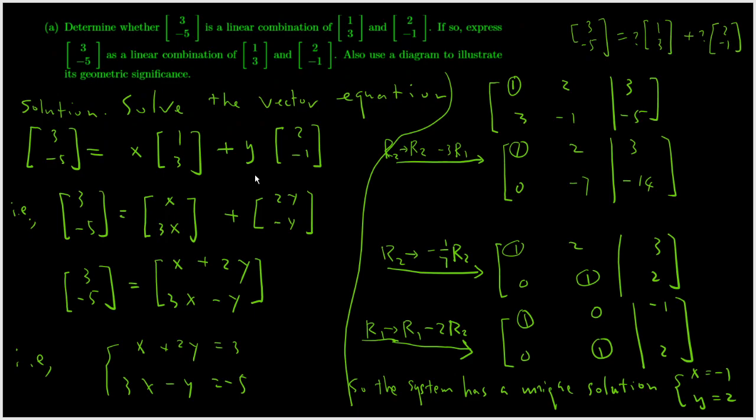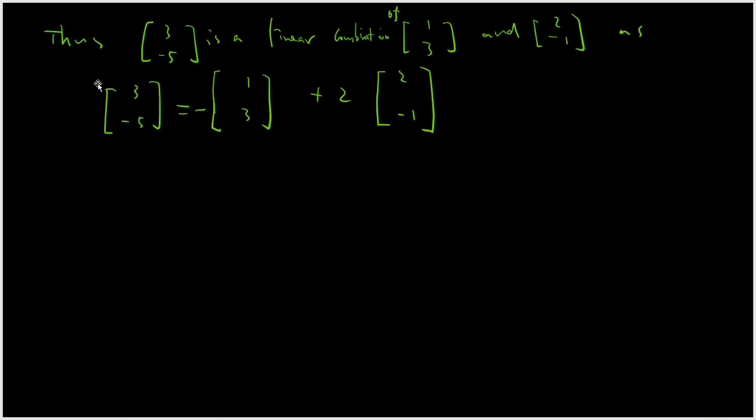Any questions? If you don't have any questions, mute your microphone, please. To see what's going on in here, now we're going to do the second part. The second part is to let you see geometrically what's going on. Geometrically, I also want you to use a diagram to illustrate its geometric meaning. We'll do that. Everything is coming from the equation.